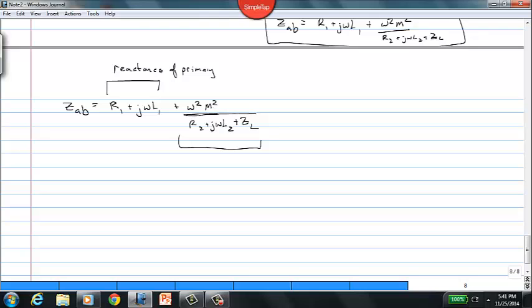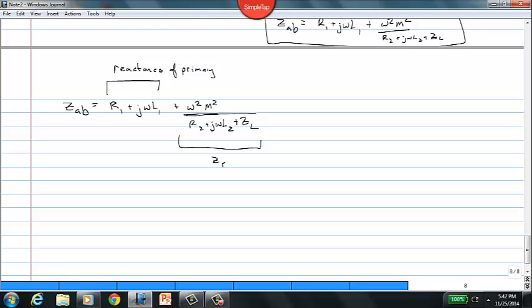mutual inductance. This term here is called the reflected impedance. A lot of times it's given the label ZR, and it's called that because it's the equivalent impedance of the secondary coil and load impedance transmitted, or sometimes said reflected, to the primary side of the transformer. This reflected impedance is due solely to the existence of mutual inductance.